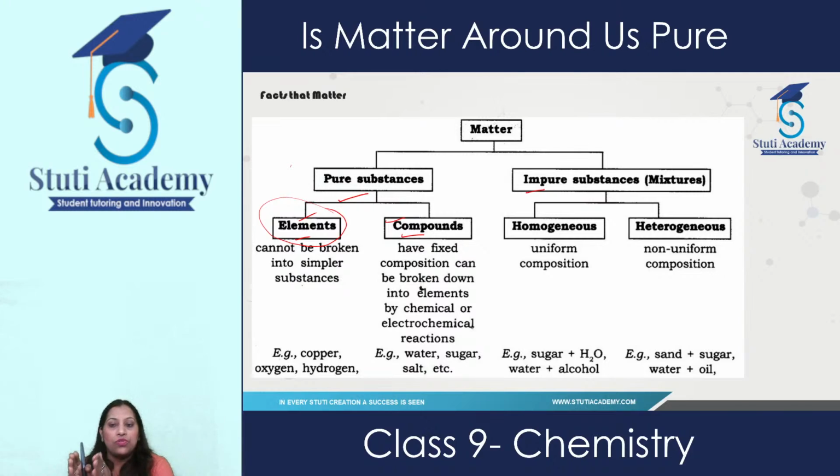So these are two mixtures. They come under the category of impure substances. And one is homogeneous and the second one is heterogeneous. So we'll study about these elements, compounds and mixtures in detail in this chapter. I hope till here it's clear to you. So we divide matter on the basis of its chemical composition into two main categories, pure substances and impure substances. And impure substances are also known as mixtures. So pure are of two types, elements and compounds, and impure are of two types, homogeneous and heterogeneous.